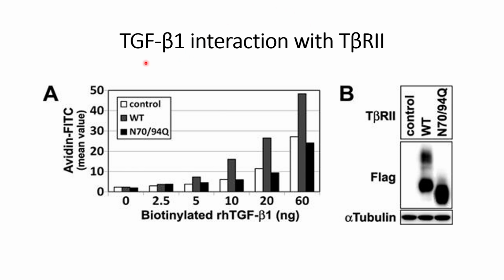In order to do this assay, they used biotinylated TGF-β1 and then used avidin FITC to interact with the biotinylated TGF-β, and we can see the interaction of TGF-β1 with the T-beta receptor 2 using these FITC signals. In the case of the wild type transfected cells, we can see a dose dependent increase in the FITC signal, which shows the dose dependent increased binding of TGF-β1 to the T-beta receptor 2.